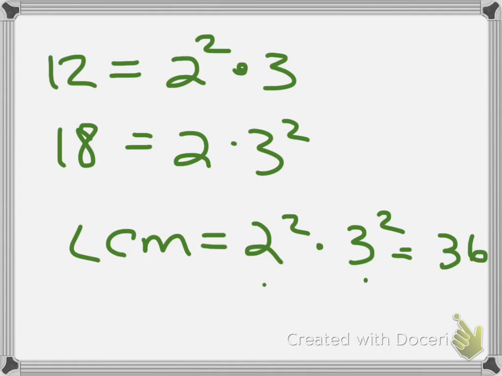So if we had a fraction, 1/12 plus 1/18, we could just multiply those 2 together and get a really large number. But it would be better to use 36 as our common denominator because that is our lowest common multiple. Okay.